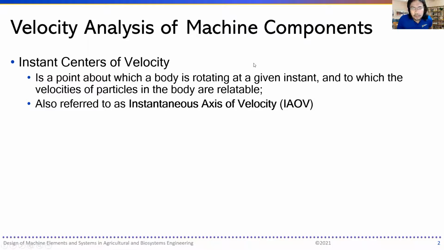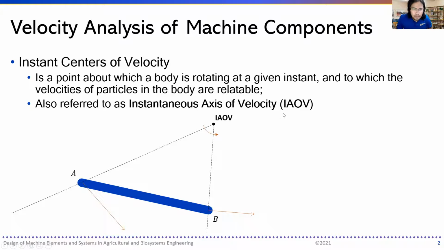The center of velocity would have zero velocity, and that's why in a wheel, the point of contact of the wheel to the surface is the instant center of velocity, or what is called the instantaneous axis of velocity, or IAOV. Now, shown is a link AB, and to find the IAOV, given the velocities of certain points of that link.